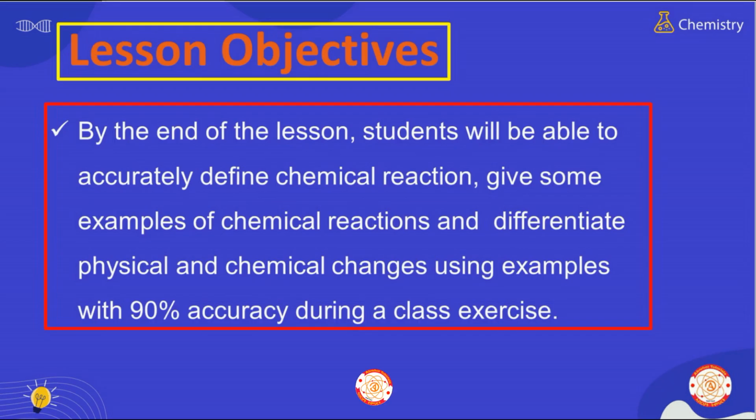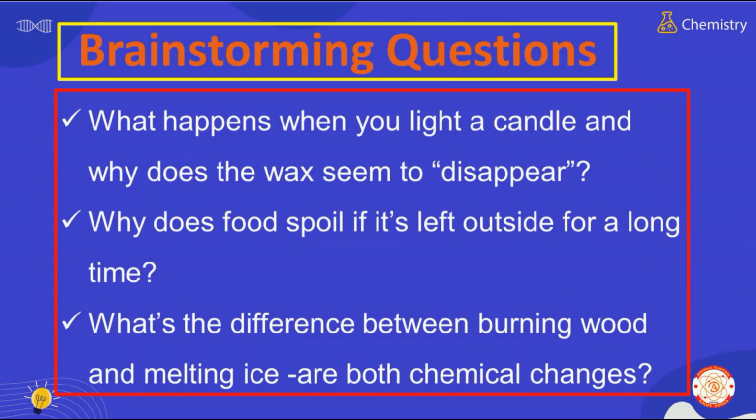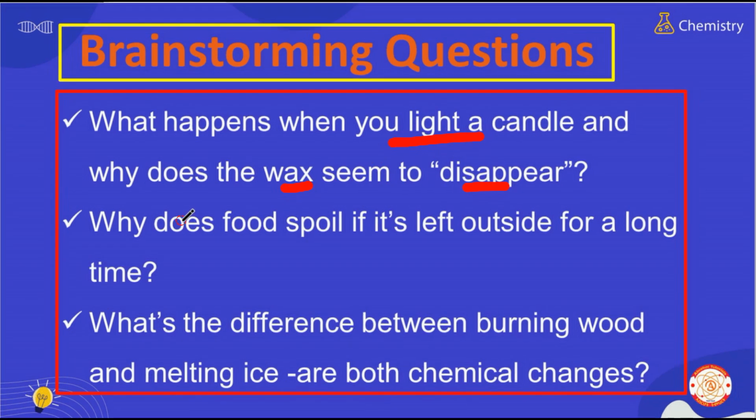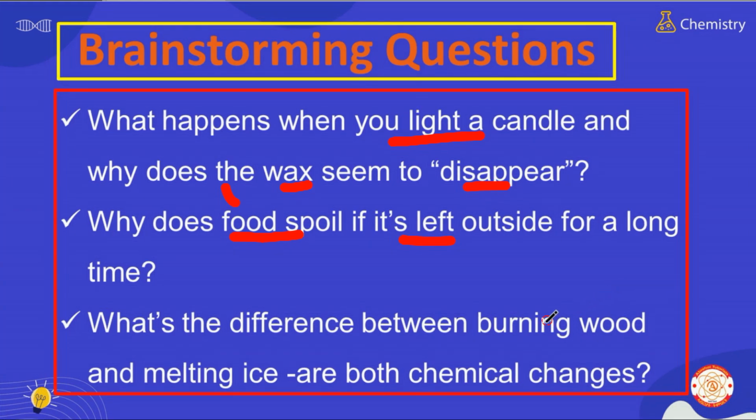In today's lesson, we'll talk about chemical reactions and the difference between physical and chemical changes. So what happens when you light a candle? And why does the wax seem to disappear? So why does food spoil if it is left outside for a long time? Is burning wood the same kind of change as melting ice?